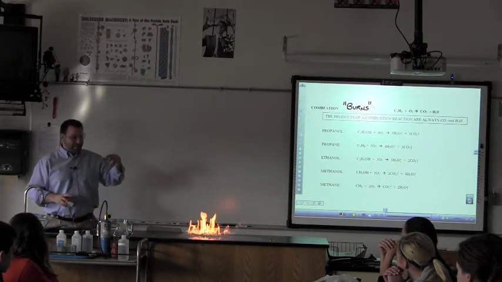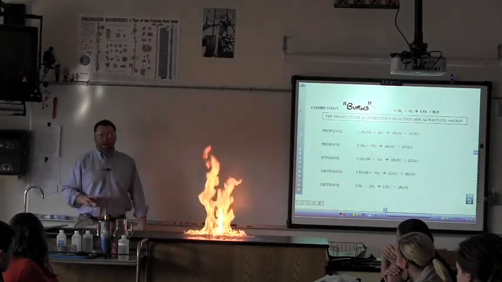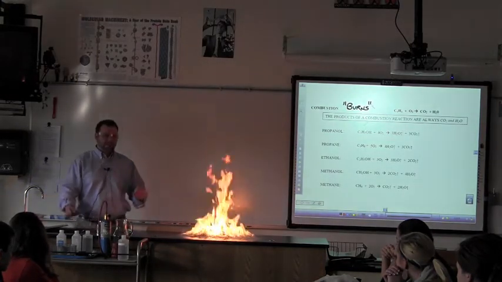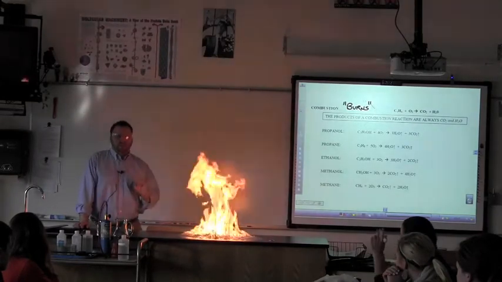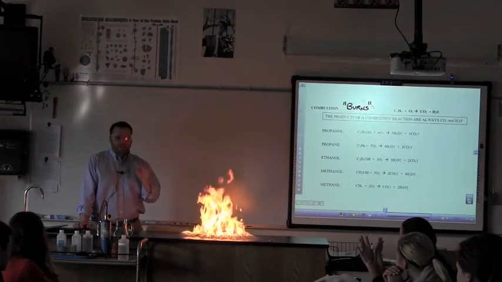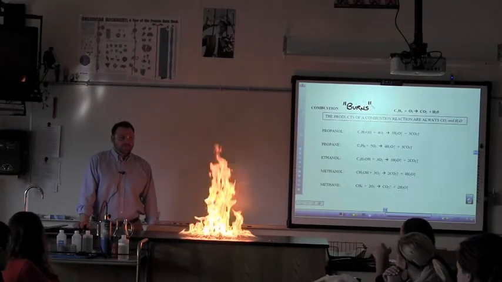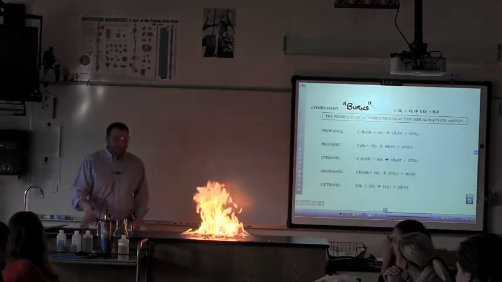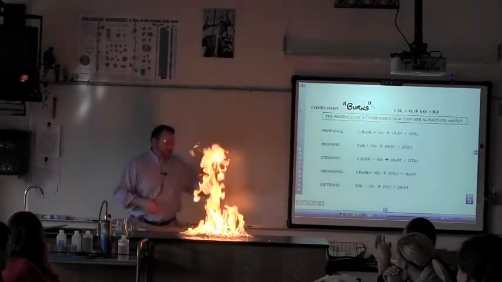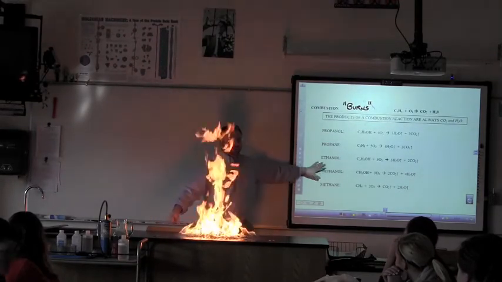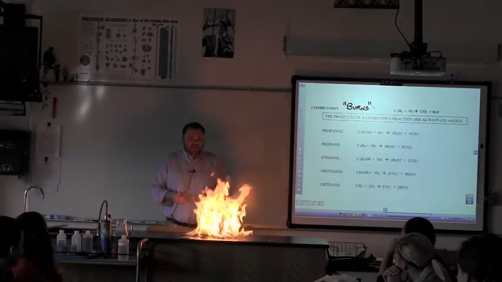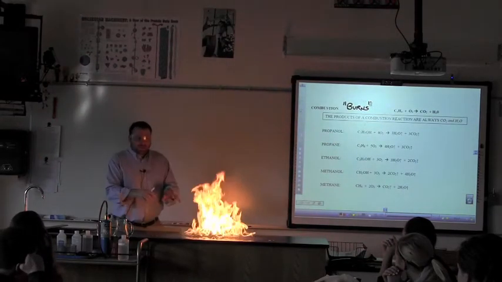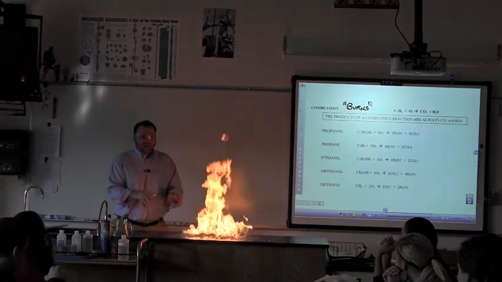Now, it actually doesn't burn as easily because there's a little bit of water in there, but still, I think that's pretty amazing. First of all, this is the most obvious thing for a combustion reaction. What do you notice? Fire. This is one of the neatest things about a combustion reaction, the fire part of it, because it is so easy to identify the verification. There's going to be fire.